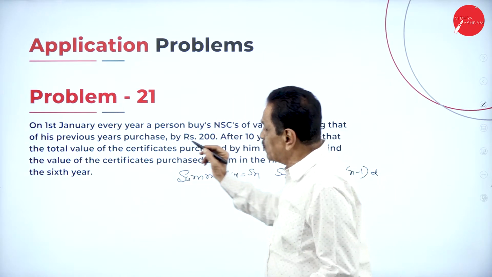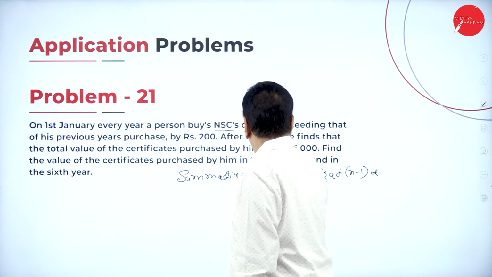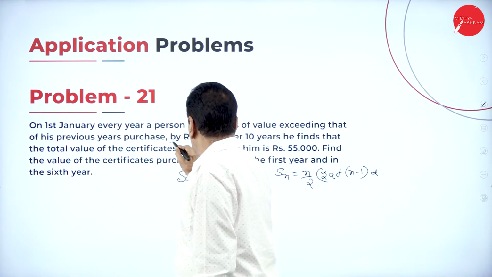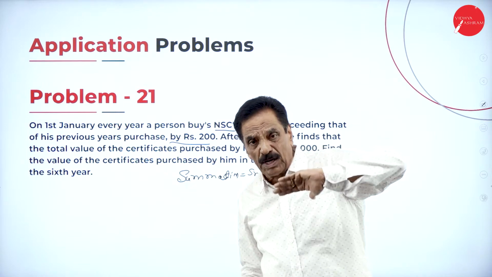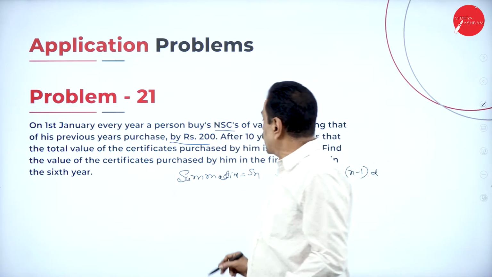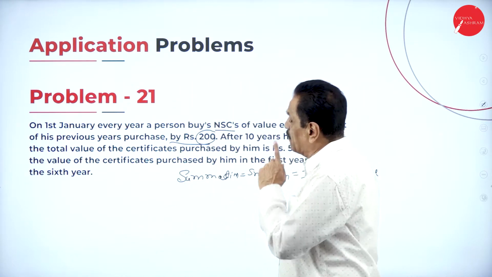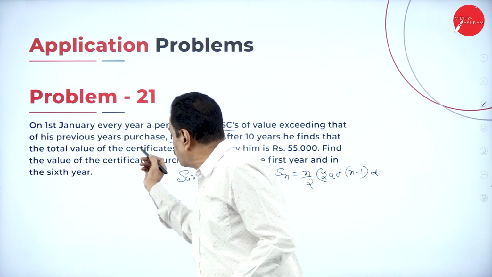If you see this problem: on 1st January every year, a person buys NSC of value exceeding the previous year's purchase by rupees 200. So when you go to purchase now, next year you will go with 400, next 600. So there is a difference of rupees 200. On 1st January every year, a person buys NSC of value exceeding the previous year's.